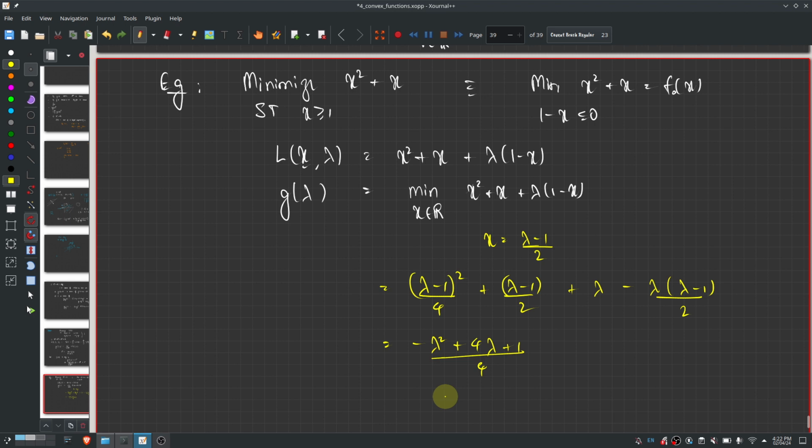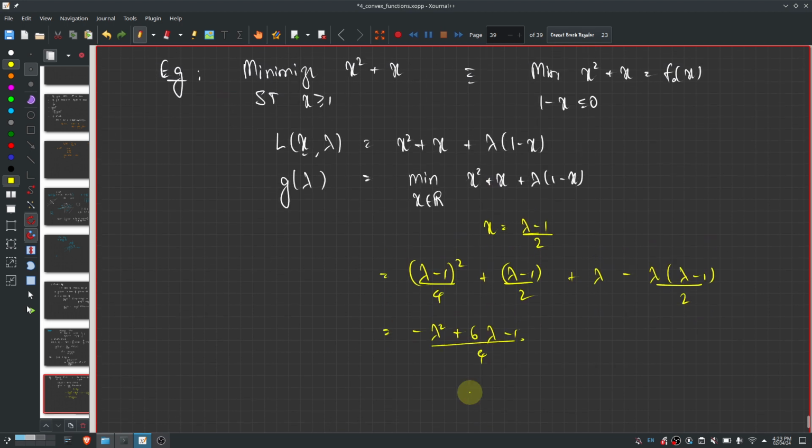Is it correct? Are you sure? Correct. Yeah. Okay, so this is your g of lambda, which is minus lambda square plus 6 lambda minus 1, divided by 4.